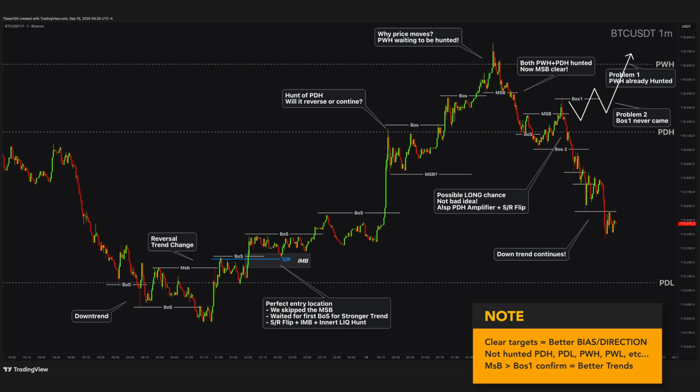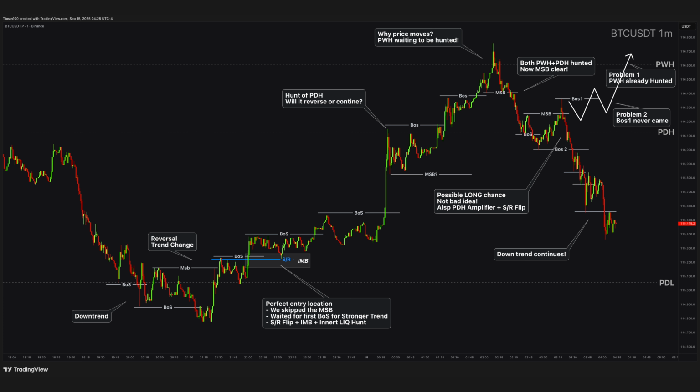And when you combine multiple structure confirmations with a strong trend, your trading decisions become much more reliable, in my opinion. Okay folks, have a great and nice day.